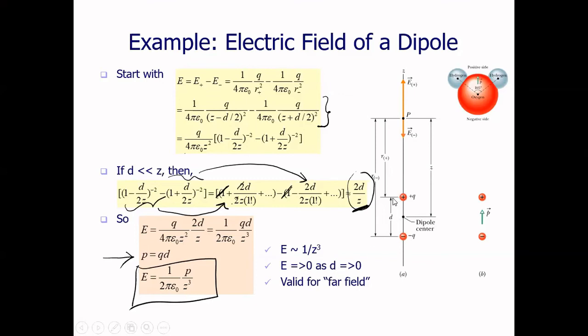You know, D can never be negative because it is a distance. So it means that the electric field is always positive as long as D is positive. And then this result is only valid for far field. What does it mean? It means for very, very big Z. Why? Because we had used the binomial theorem. The binomial theorem is a result that is only valid if this guy, as I had explained earlier, is very, very small.